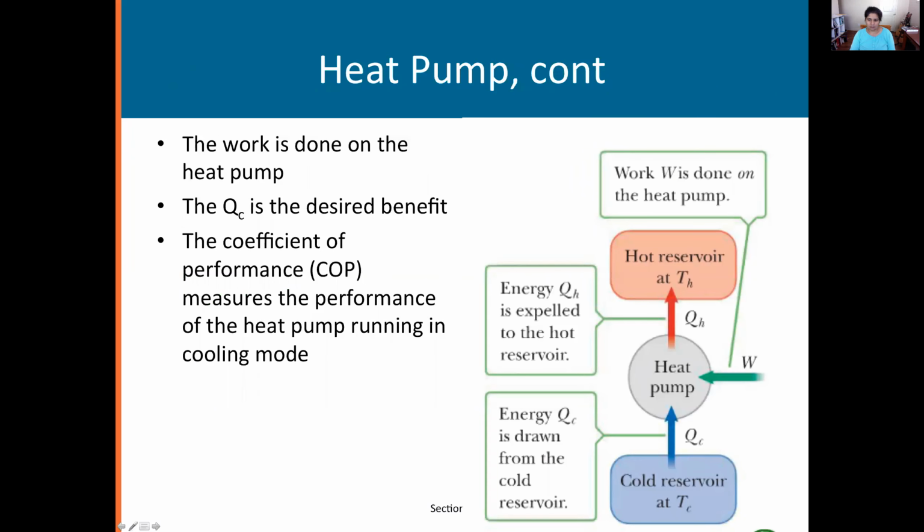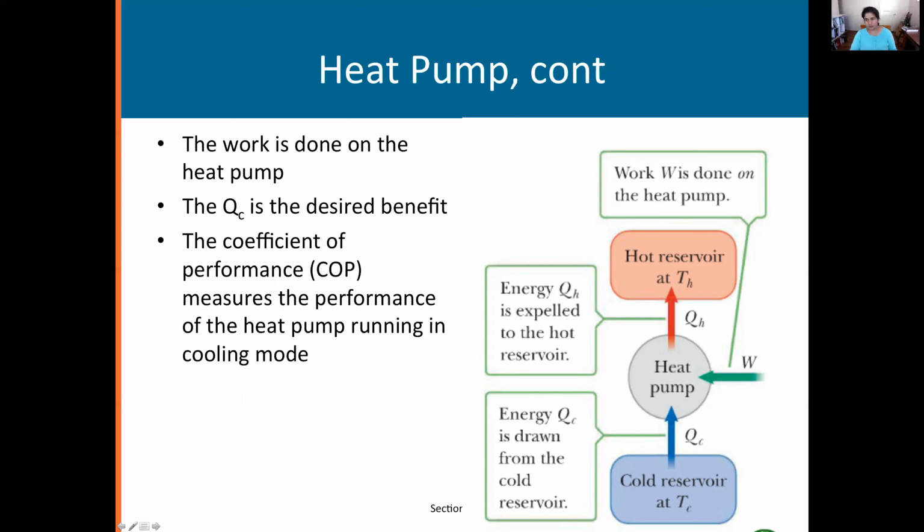So now what's happening in the heat pump is you're taking in QC from the cold reservoir, you are giving out QH to the hot reservoir, and work needs to be done on the heat pump in order for this process to happen, because this is not a natural process. So now notice the different arrows, 2 arrows going in and 1 arrow coming out. Exactly the opposite of what we had before.